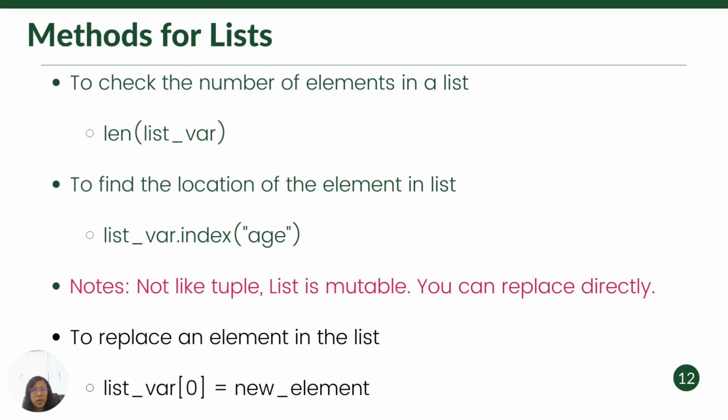You can use len to check the number of elements in a list. To find the location of an element in a list, you can use an index. But unlike a tuple, a list is mutable. That means you can replace the elements directly. So for example, if I want to replace the first element, you can just use the positive or negative index of 0 to replace it with the new element.